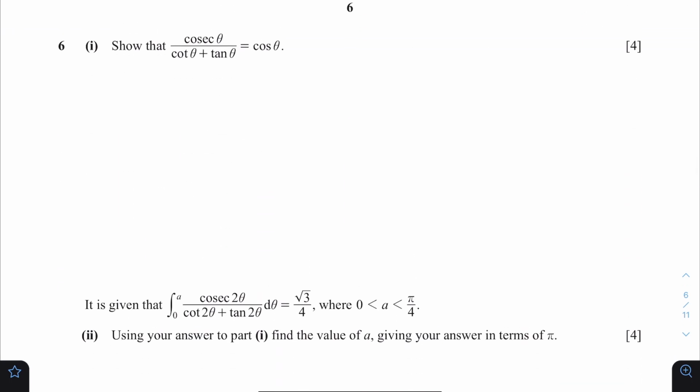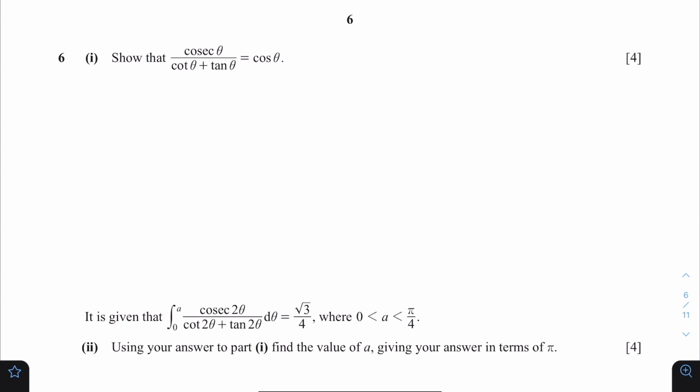So show that cosec theta over cotan theta plus tan theta is equal to cos theta. So what we can do is, I always like to write this in terms of sine and cos. It's just a lot easier to work with than working with tans and cosecs, etc. So cosec theta is the same as 1 over sine theta. Cotan theta is the same thing as 1 over tan theta.